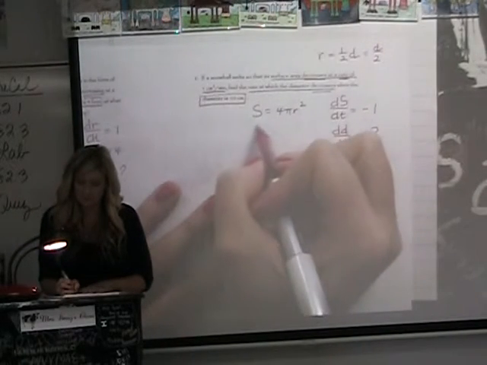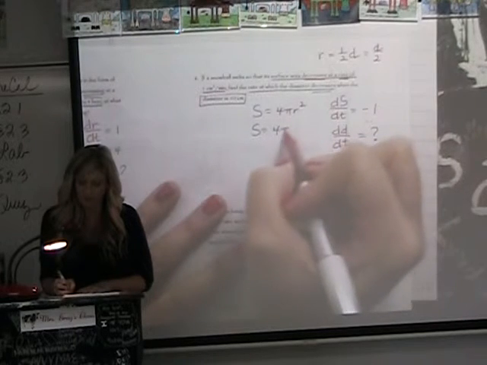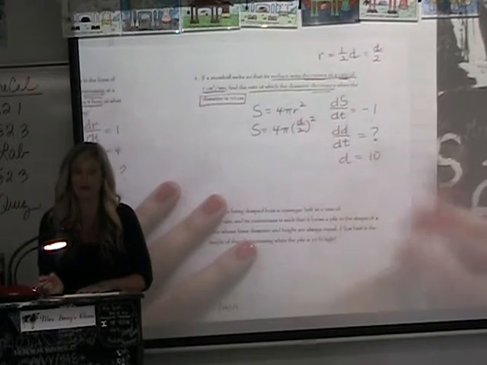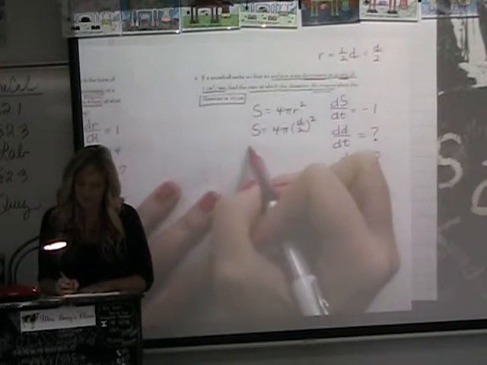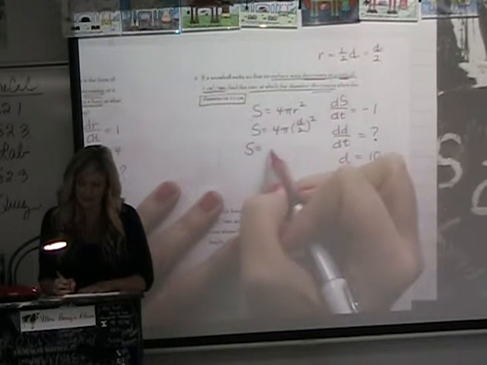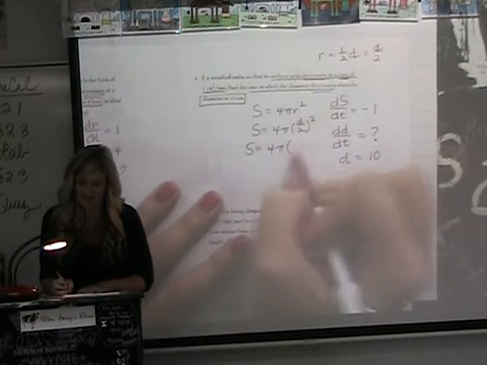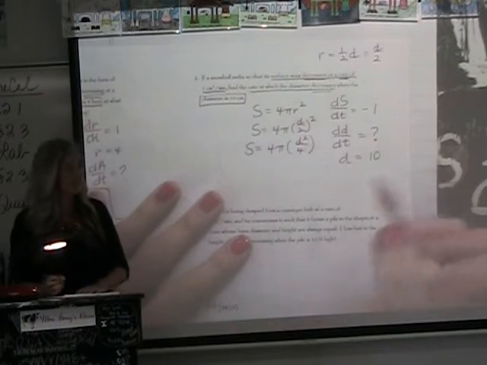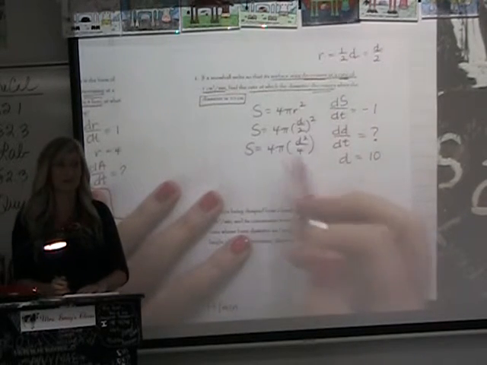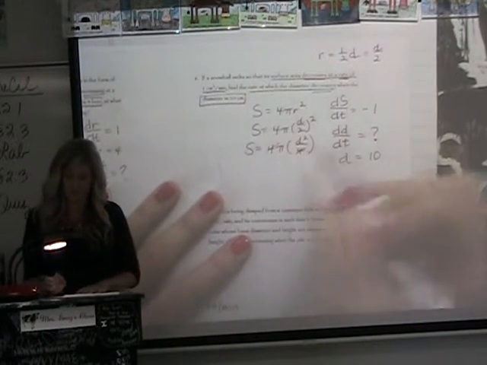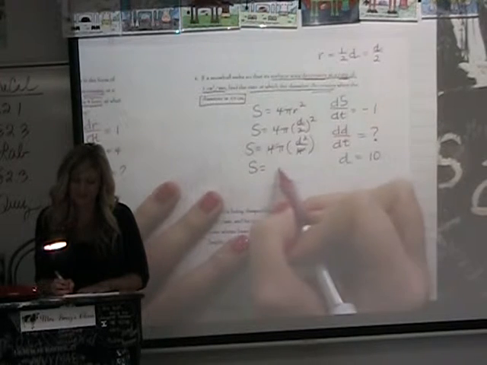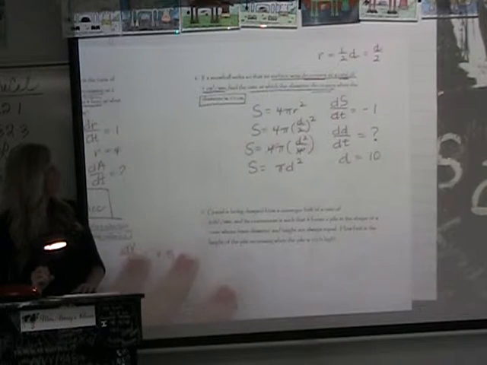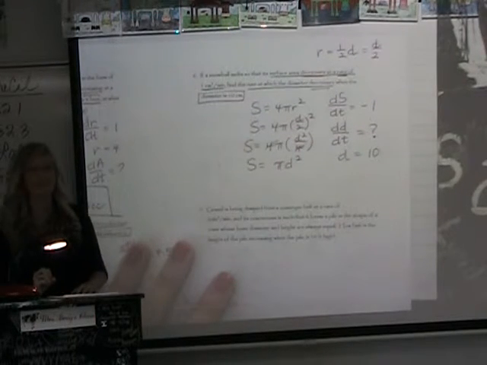And so if I tweak my formula a little bit, 4 pi, instead of r squared, I'm going to put d over 2 squared, which means that the surface area is 4 pi times d squared over 4. And the 4's actually cancel. And so I get the surface area equals pi d squared. Everybody okay so far?